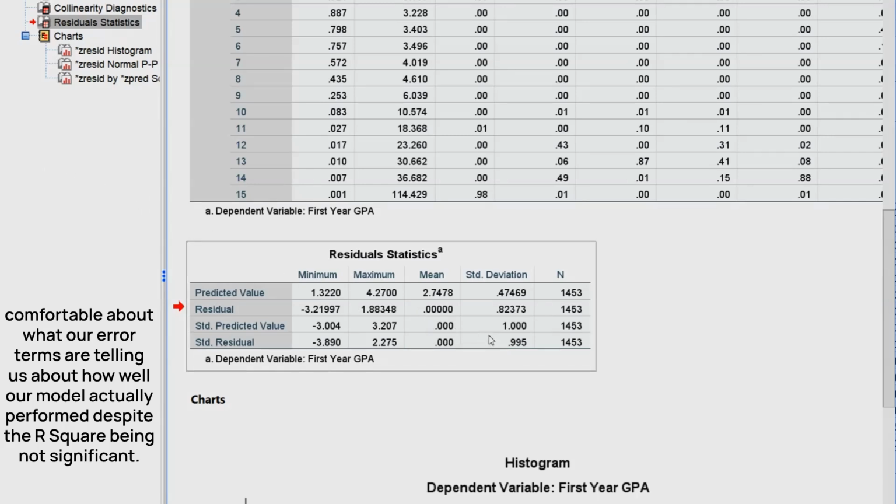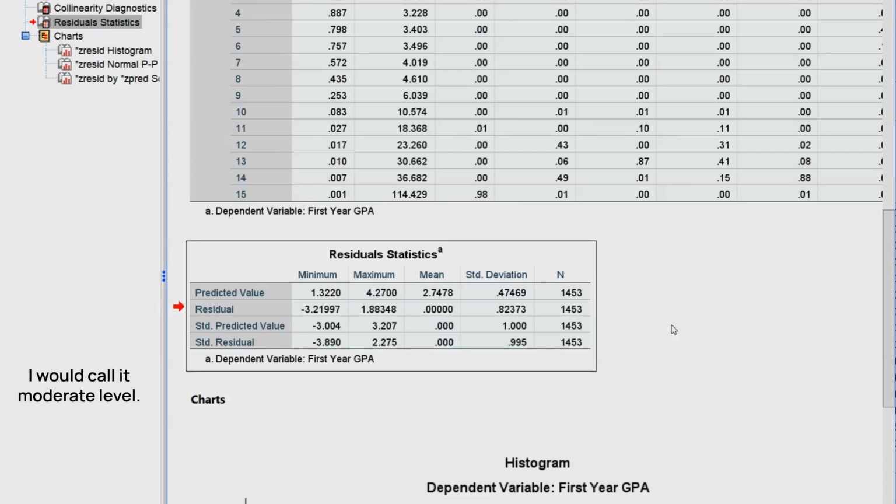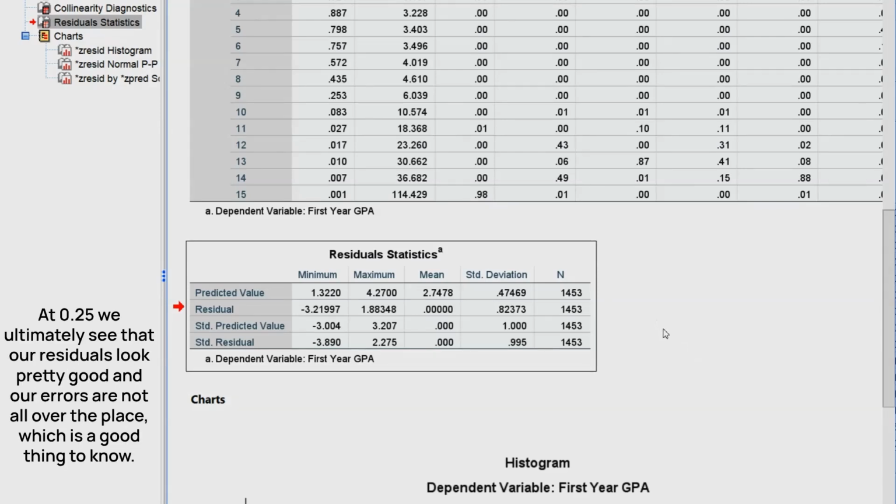Despite the R-square being not significant, I would call it moderate level at 0.25. We ultimately see that our residuals look pretty good and our errors are not all over the place, which is a good thing to know.